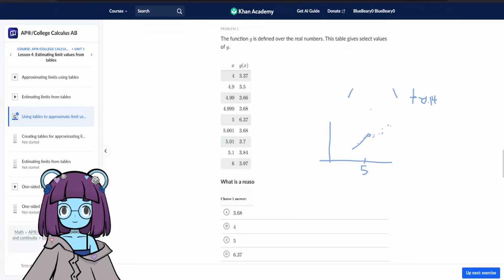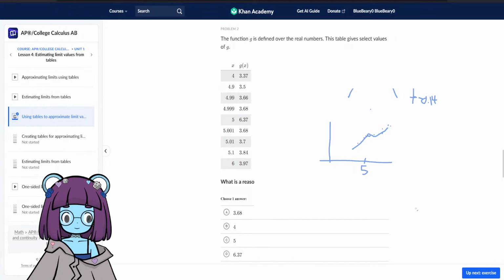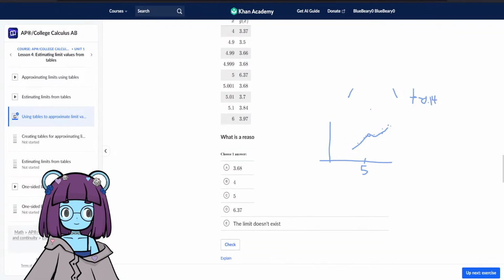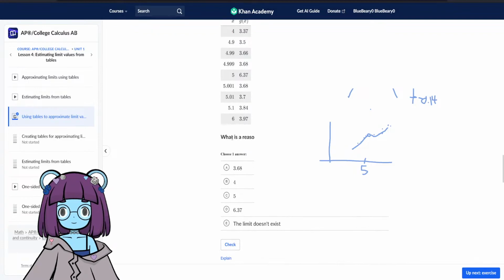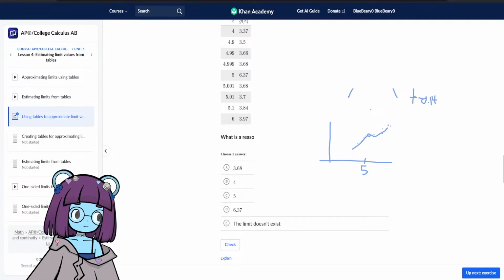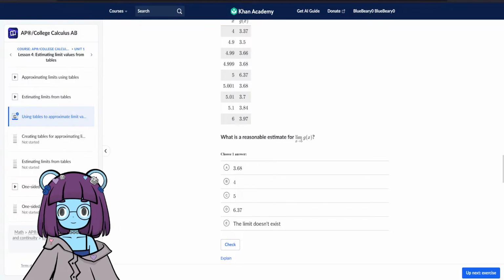Like these, I guess. Something like that. I don't know if I'm correct. I think that's what I'm supposed to be doing. Let me hide that. What is a reasonable estimate?